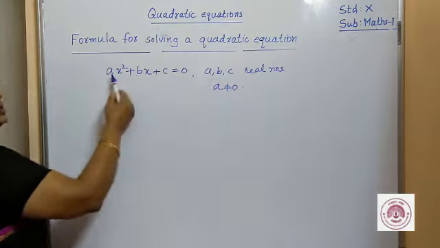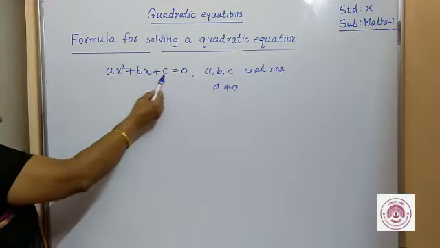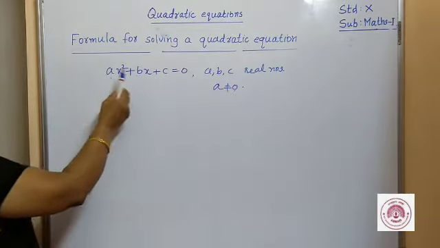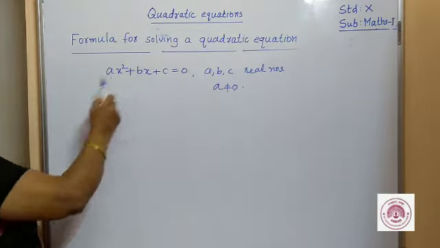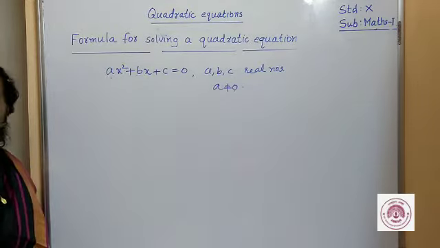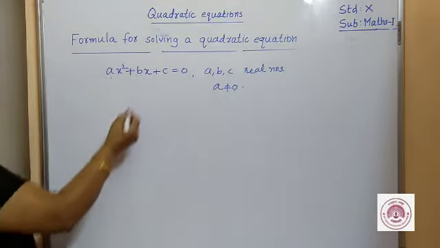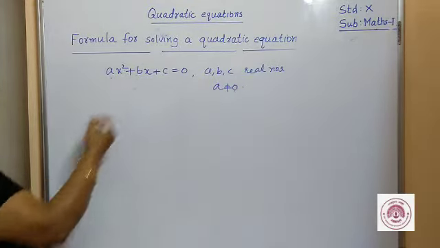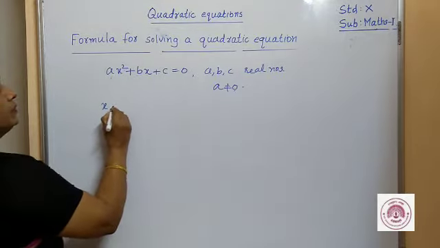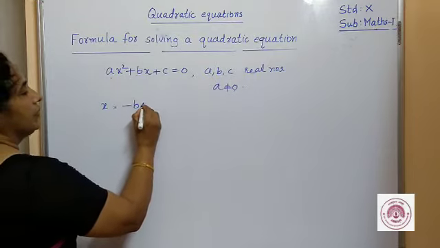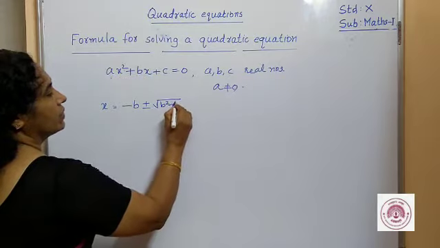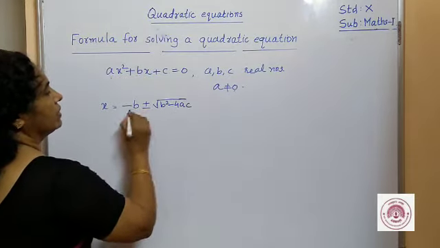What happens if a is equal to 0? This term will become 0 and the equation reduces to a linear equation. Since the degree of this equation, or the maximum index of the variable, is 2, this equation has two roots. To find the values of the variable, we have a formula. x is equal to minus b plus or minus root of b square minus 4ac upon 2a.